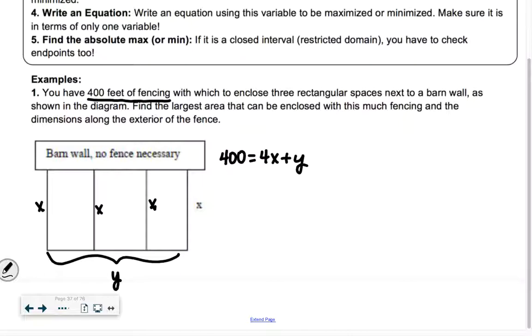Is this what I'm trying to maximize or minimize? Am I trying to maximize the amount of fencing? No. So in the problem it says find the largest area. Okay, that means that this equation is what I would call a secondary equation. It's not our main equation that we're trying to take the derivative of. It's just a useful equation in order to get it in a single variable.